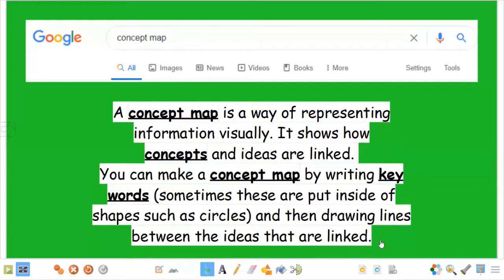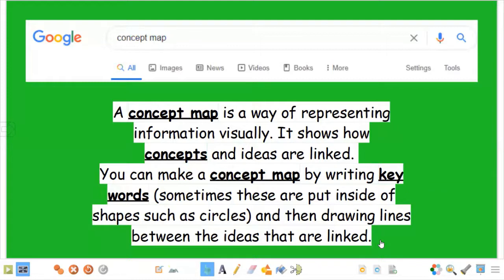linked. So a concept map is a way of representing information visually. It shows how concepts and ideas are linked. You can make a concept map by writing keywords. Sometimes these are put inside of shapes such as circles, and then drawing lines between the ideas that are linked. Okay, so that's the definition. That tells us what a concept map is.